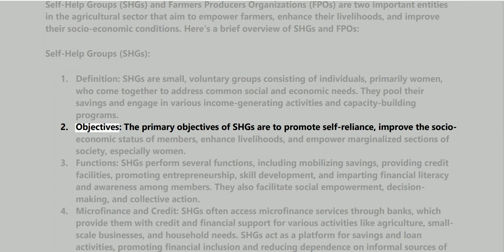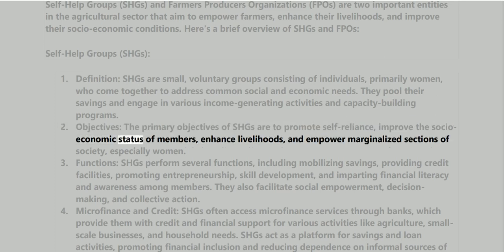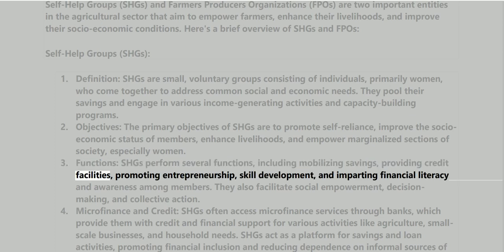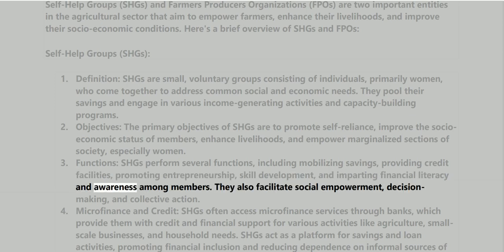Two, objectives: the primary objectives of SHGs are to promote self-reliance, improve the socio-economic status of members, enhance livelihoods, and empower marginalized sections of society, especially women. Three, functions: SHGs perform several functions, including mobilizing savings, providing credit facilities, promoting entrepreneurship, skill development, and imparting financial literacy and awareness among members. They also facilitate social empowerment, decision-making, and collective action.